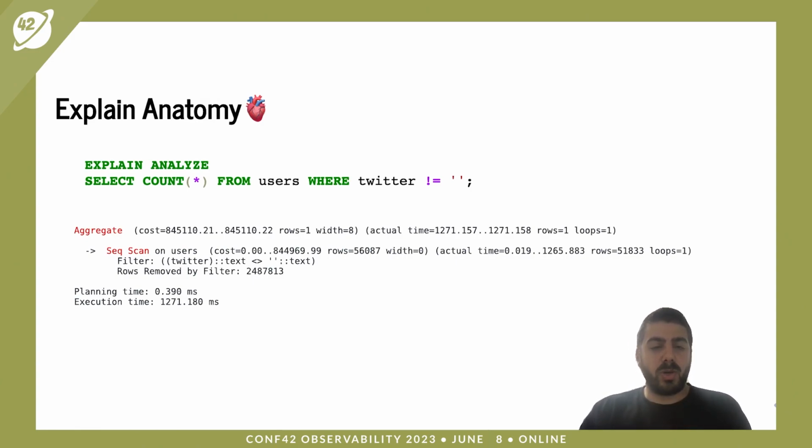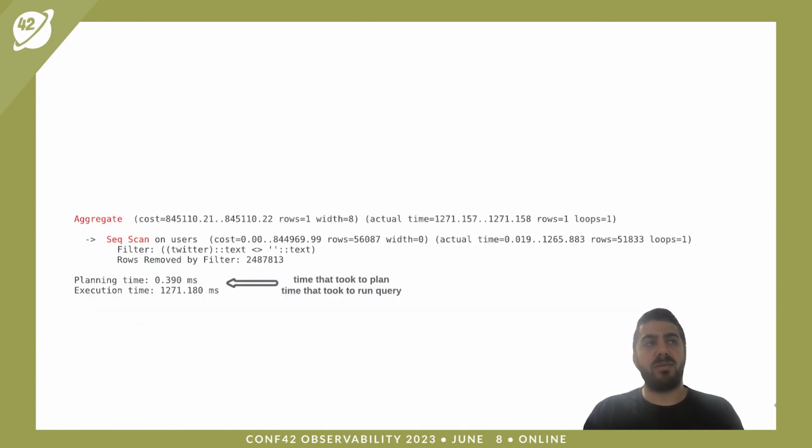Let's say we have a query that counts the number of users that have a Twitter handle. We run explain analyze on top of that, and we get a blob of YAML. We can see that it's pretty cryptic at first, and it's even longer than our query. If we have a big table, it can be overwhelming, but there are numbers here, so probably we can understand some of the things.